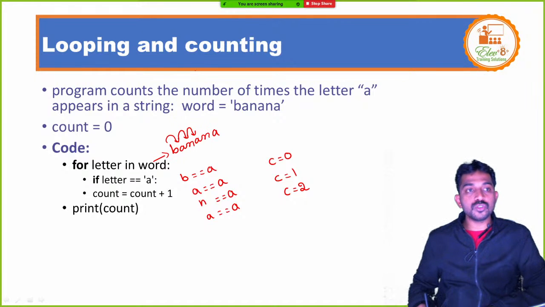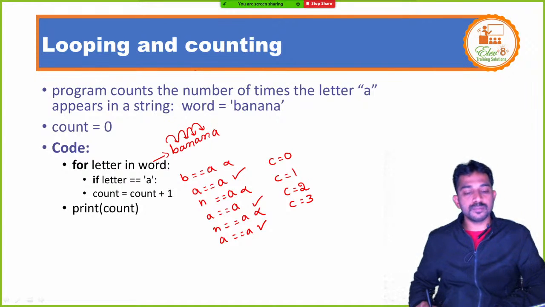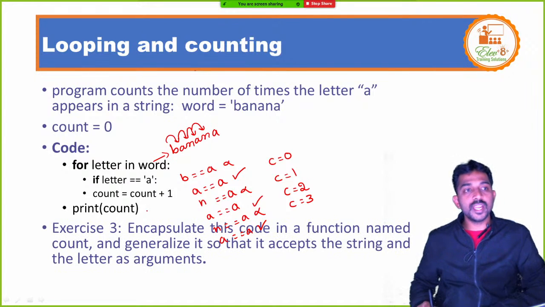Again when it comes here, it will get the N value. N is equal to A? Condition false. Only two conditions are true so far. Next time, the last letter is A. A is equal to A, condition true. When the condition is true, the count value goes to 3. So if you print this count, you will get 3.